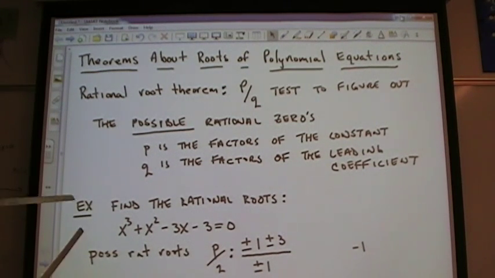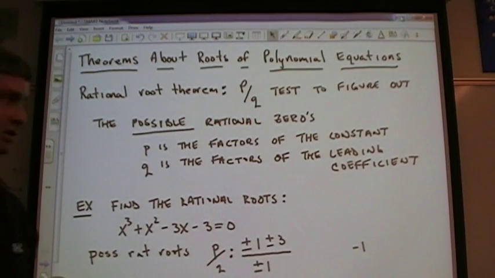All right, so let's find the rational roots. All I have to do is test 4 of them. Let's do that. Get out your calculator. Regardless of whether the constant or coefficient is negative, you just put plus or minus. Correct.